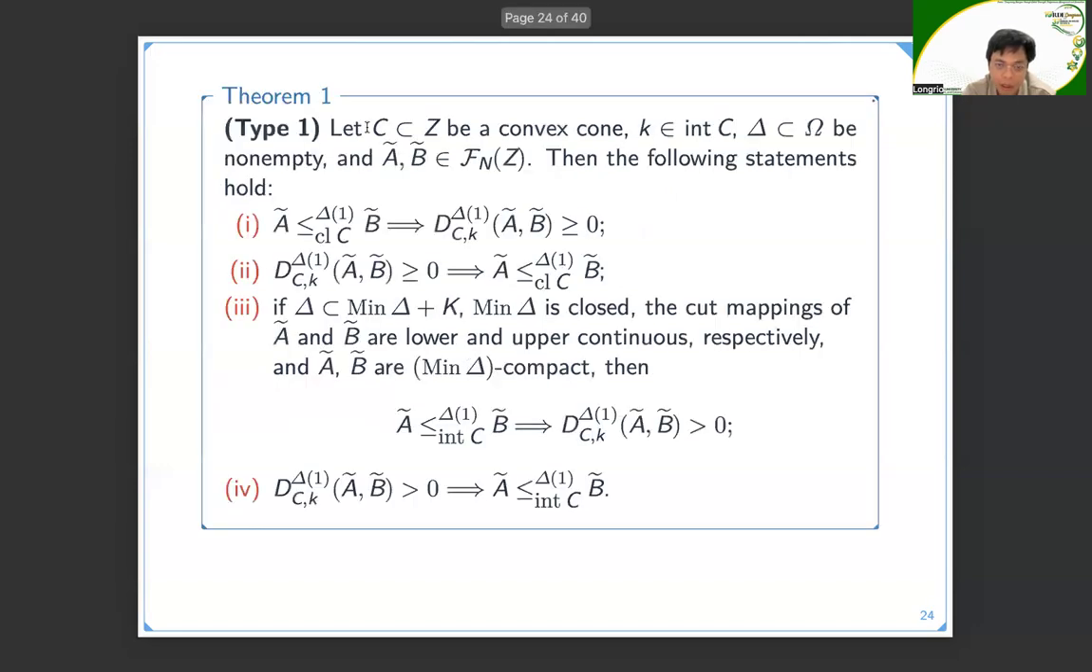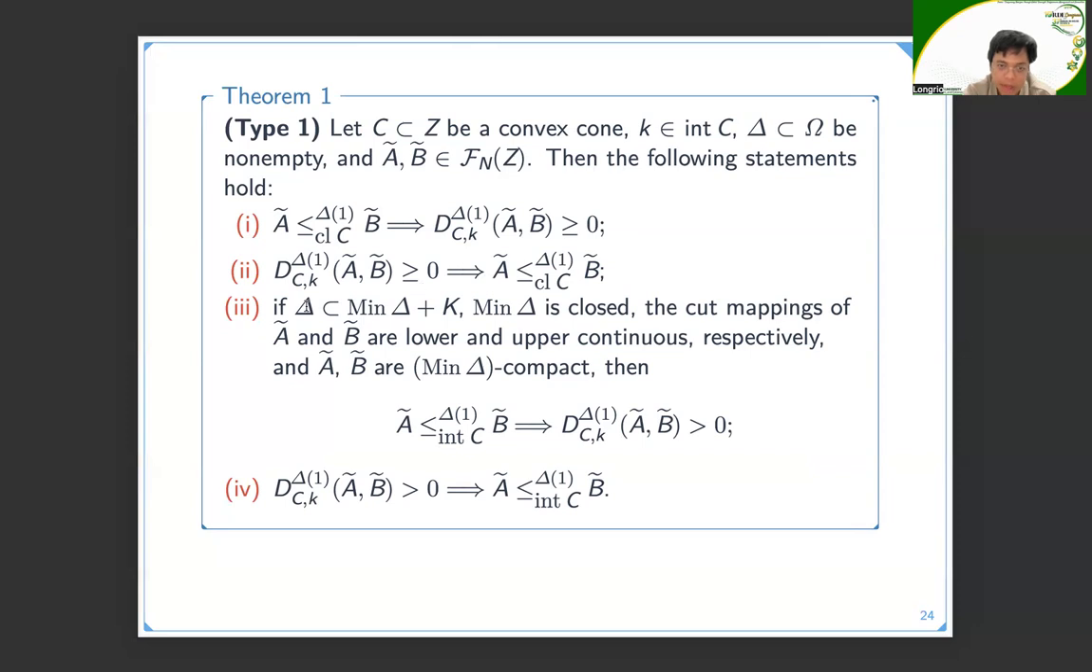So for type 1, given these assumptions, this Pythagorean fuzzy set is inferior to this Pythagorean fuzzy set implies the difference evaluation function value is greater than or equal to 0. And a non-negative value implies this ordering.